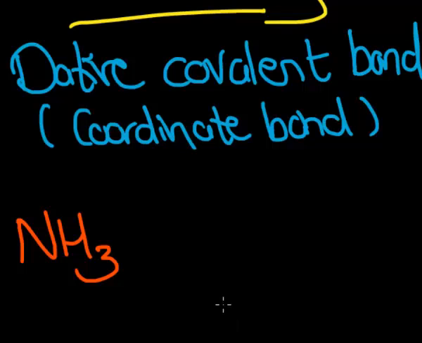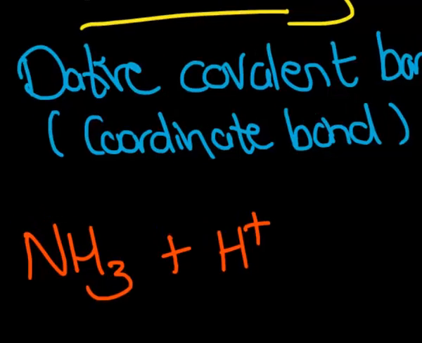We, for example, started with ammonia and would add to it a hydrogen ion. This is where our dative covalent bonding occurred. So I'm going to show you again in your Lewis diagrams how the ammonia and the hydrogen ion are going to end up bonding using the dative covalent bond, otherwise known as the coordinate bond.